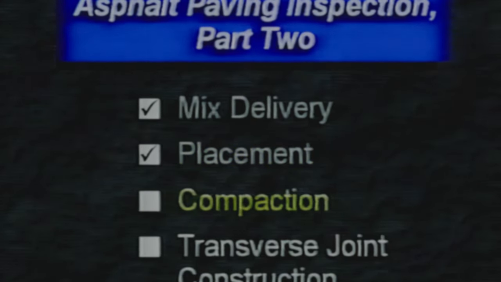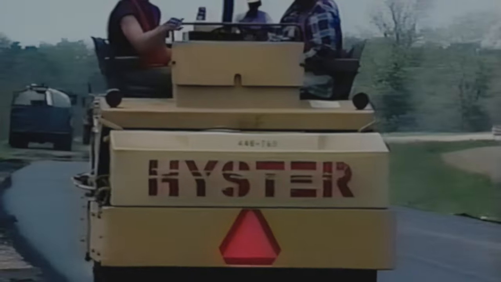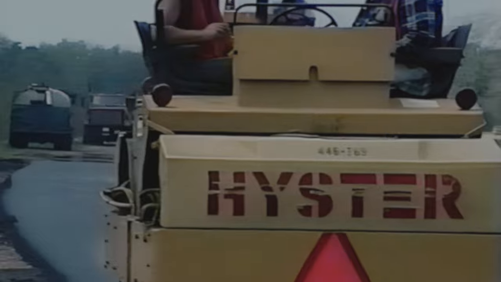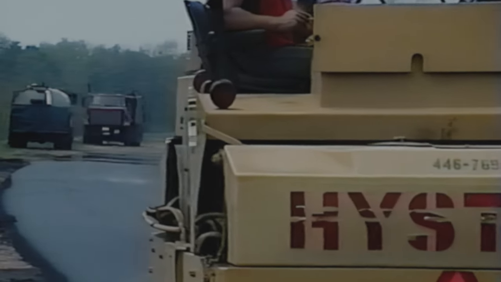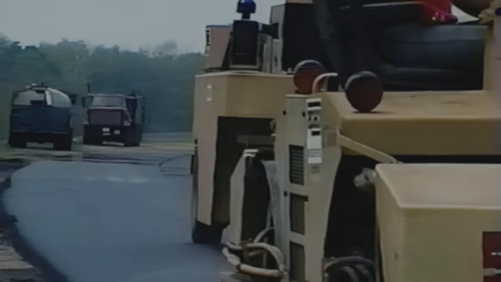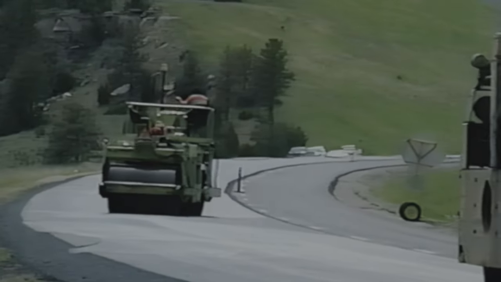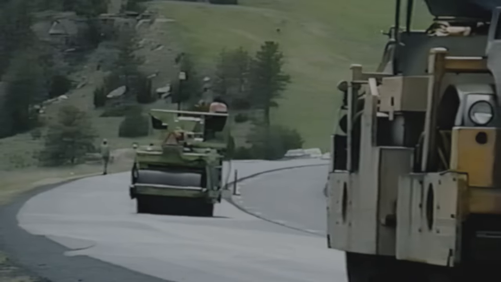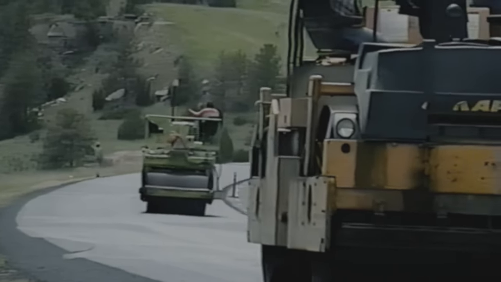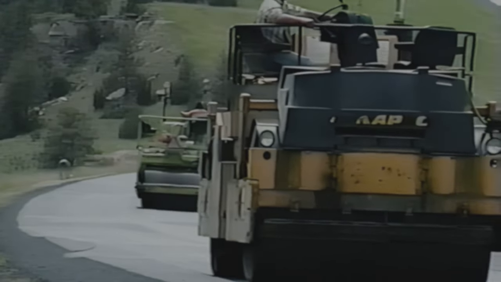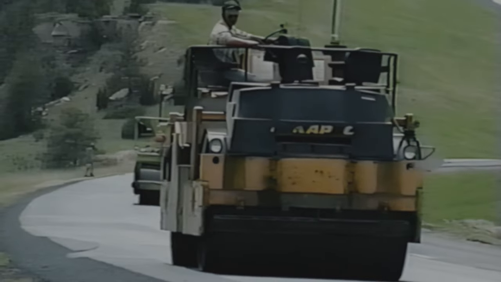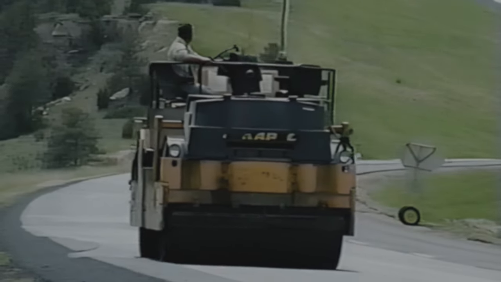Now let's look at compaction. Compaction makes the pavement dense, so it will maintain its shape and have the required strength for traffic loads. Different types of rollers may be used, and different rolling patterns may be followed from job to job, but all rolling must achieve the desired density, smoothness, and surface texture. Generally, there are three phases to rolling: breakdown, intermediate, and final or finish. Again, the equipment may vary, but a typical arrangement is for a steel-wheeled vibratory roller to perform the breakdown rolling, achieving much of the density required.